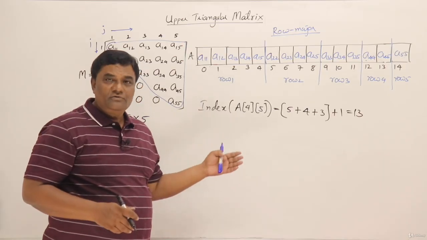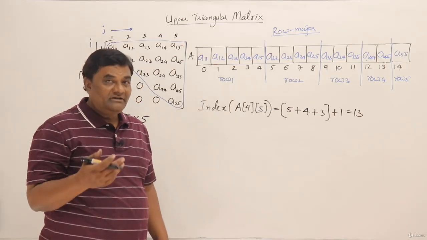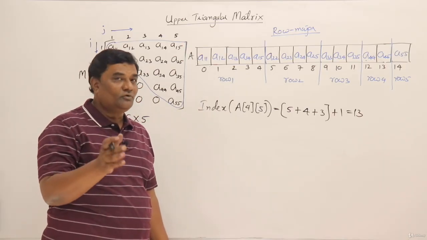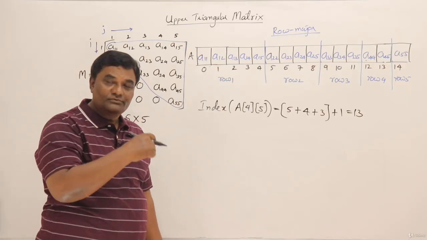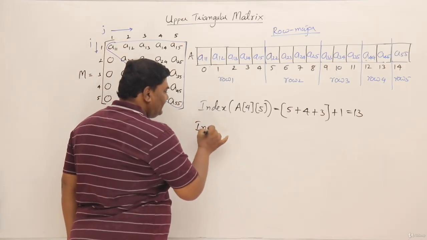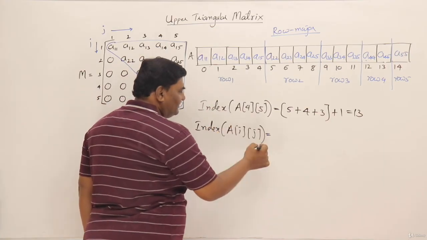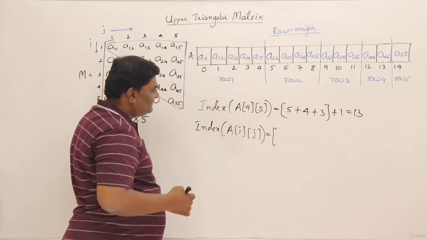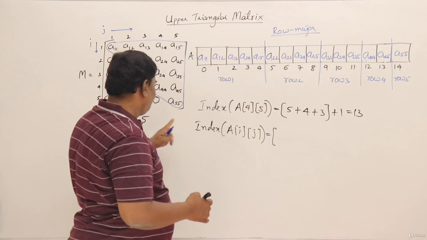This looks similar to the column major formula of the lower triangular matrix. If you have not seen that video, go back and see it. I'll directly use that formula here. So the formula for any element at index i j can be written as, see, this 5 is nothing but n.